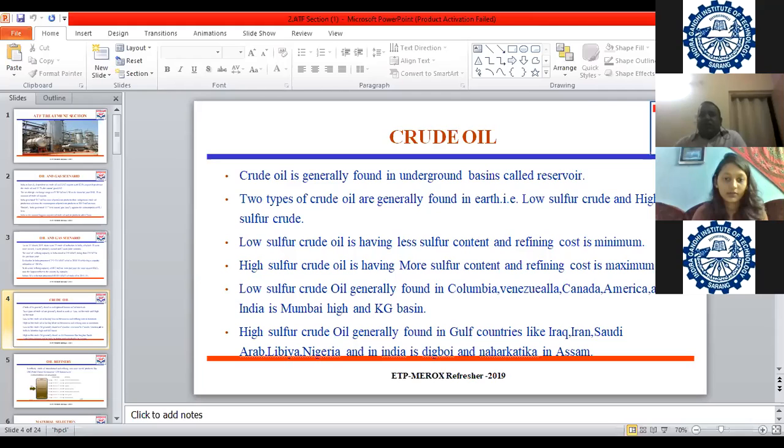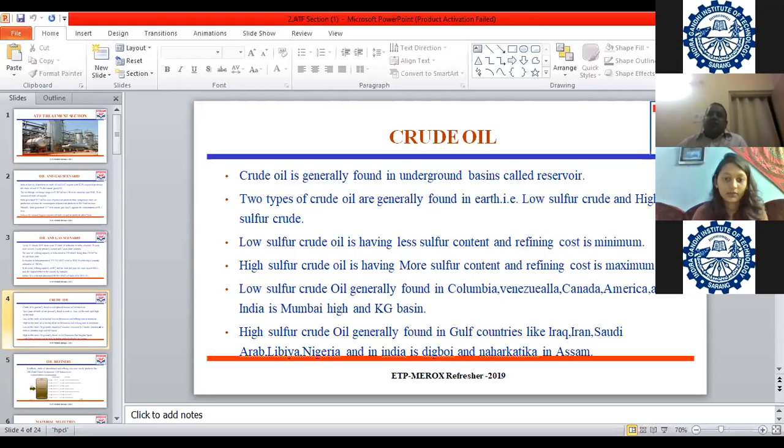What is crude oil? Crude oil is generally impure oil found in underground basins. It is called a reservoir, where the oil is stored underground in rocky, mountainous regions. We call it storage, or a reservoir. In the reservoir, we generally find gas and oil. Gas is lighter in nature, and oil is a little bit heavier than the gas.